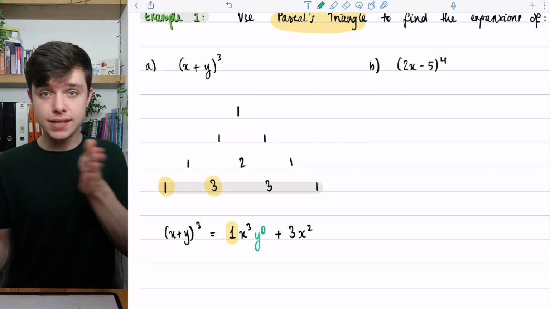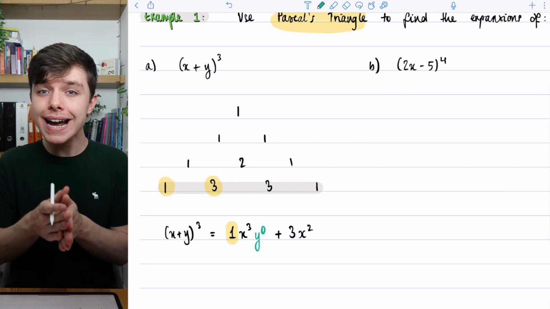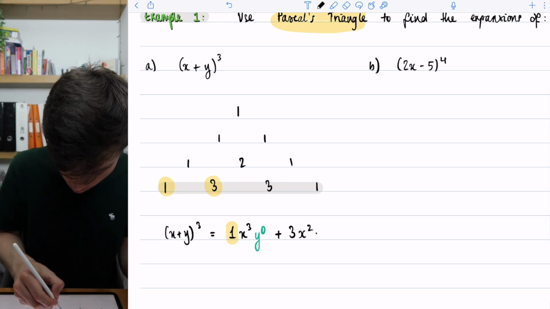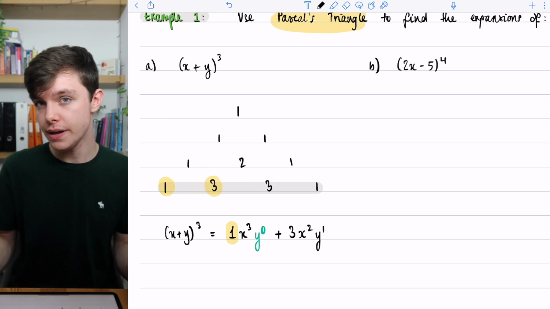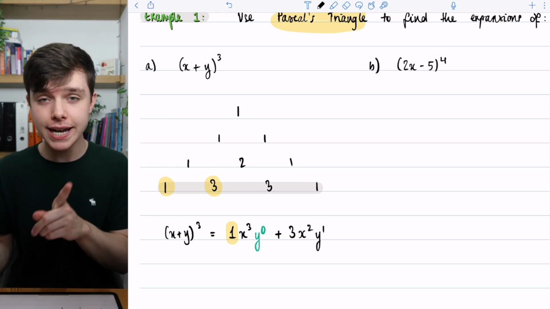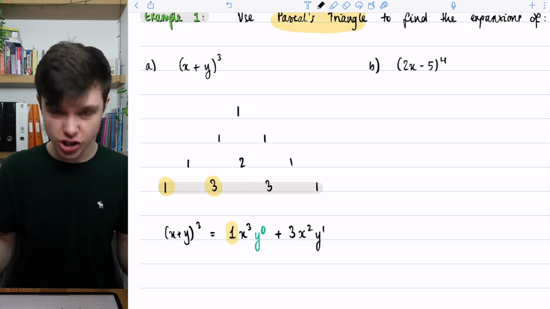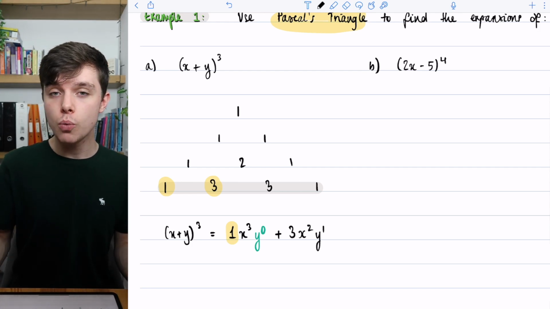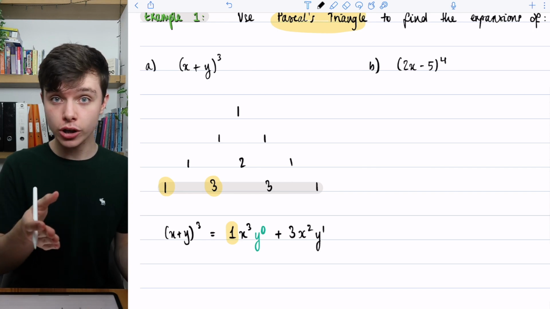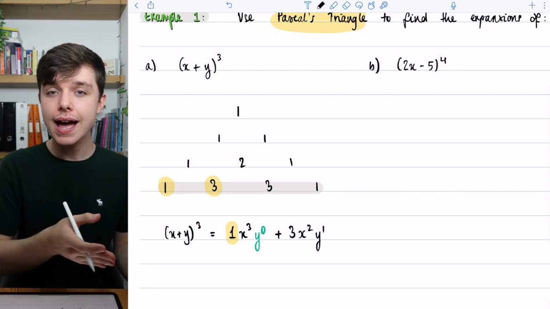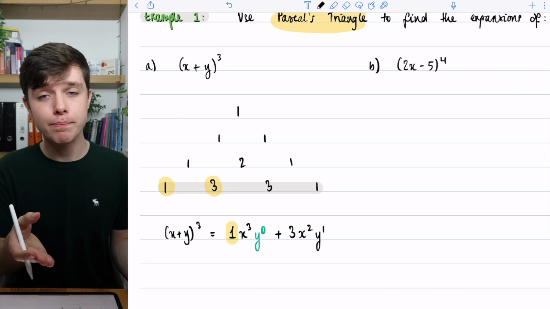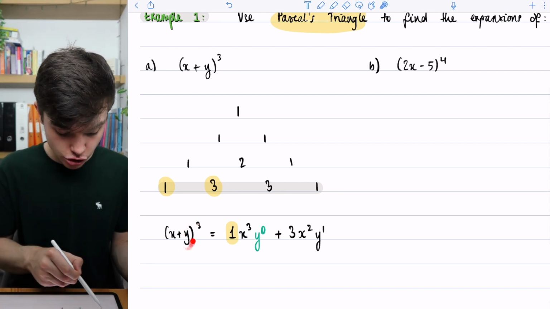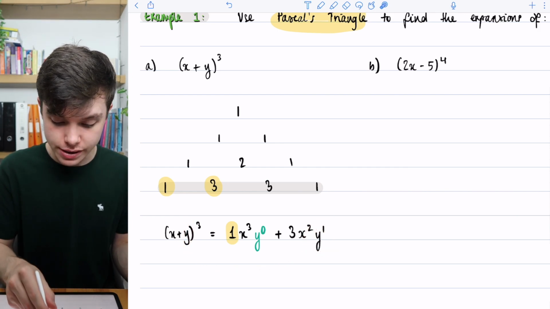So the x has decreased in power, now the y is going to increase in power. So I'm going to have y to the power of 1. I'm going to keep it as power 1 for now so I can show you something to check your answer is correct in a minute. And that's our second term. We started with just x cubed because that was the power of the bracket, and then we've decreased the x power by 1 and increased the y power by 1.